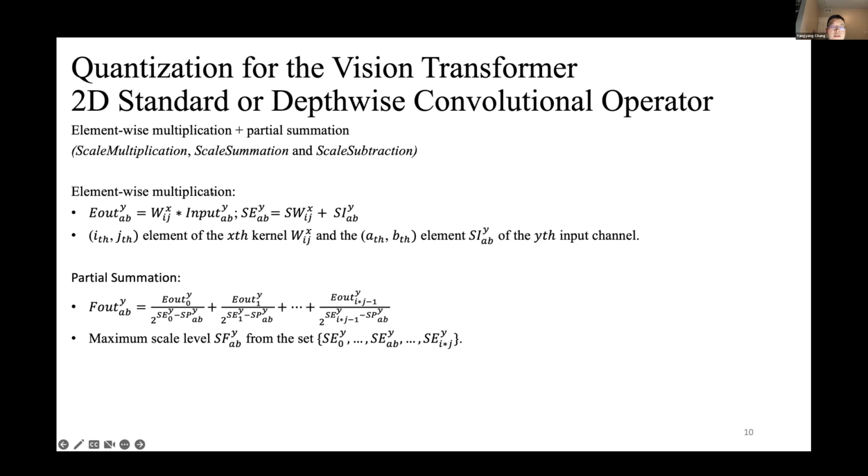For element-wise multiplication, it's each weight times each input. You can directly multiply the two integers, and for the two scales you can directly do the addition. For partial summation, we have to add all the element-wise multiplication outputs together. So we add them up, and we need to find the maximum scale from all the scales of the outputs of the element-wise multiplication and add them up. So pretty much you utilize the basic operators we talked about before.